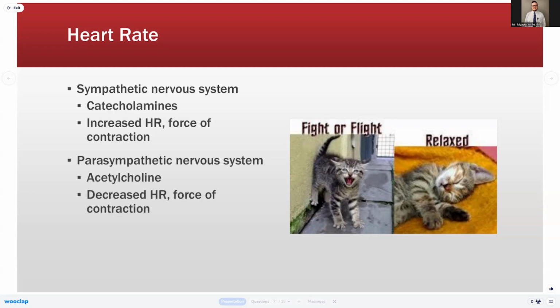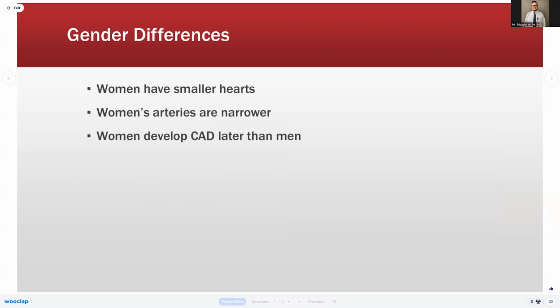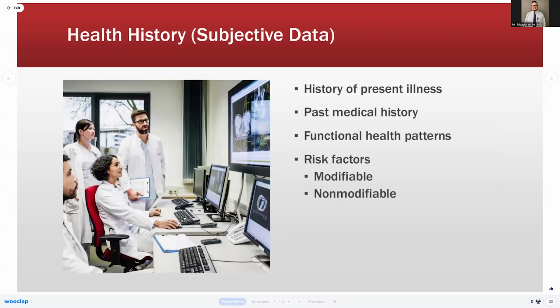Parasympathetic is what's in charge most of the time. This is decreasing heart rate and decreasing force of contraction, relaxation. Parasympathetic, called rest and digest. Sympathetic, I refer to as fight or flight. Other differences that are specific to gender: women tend to have physically a smaller heart. They also tend to have a little bit less blood volume. Women's arteries are slightly narrow, and women develop coronary artery disease later than men. They usually develop it later in life.